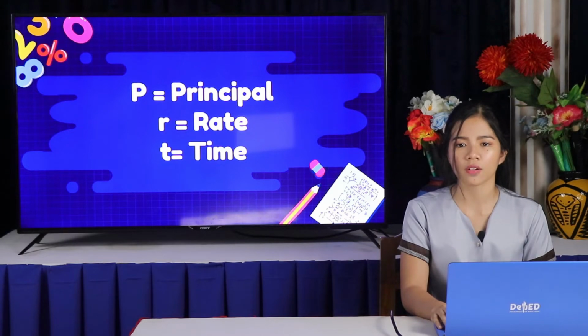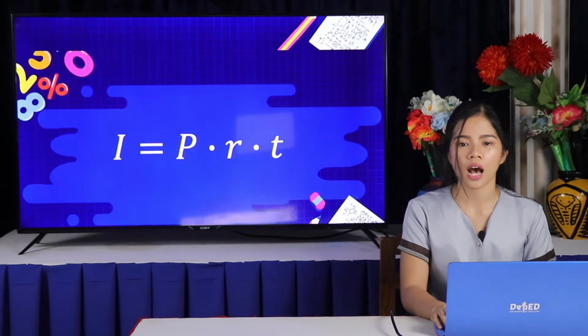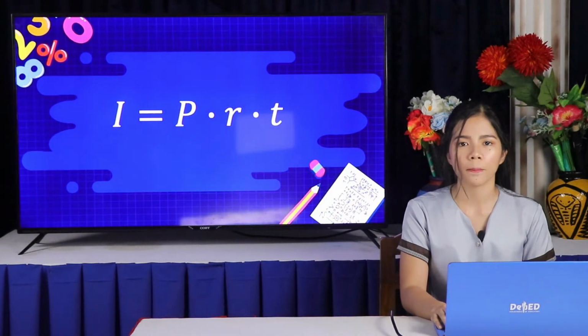We formally define the formula of simple interest as the simple interest I on P pesos at a rate of interest R per year for T years is I is equal to P times R times T.